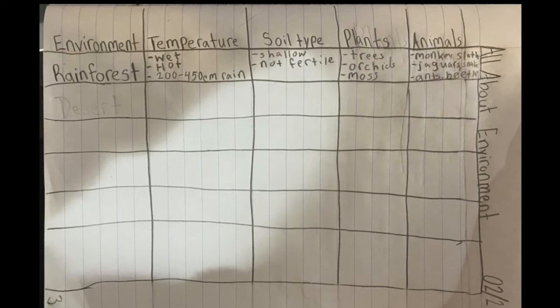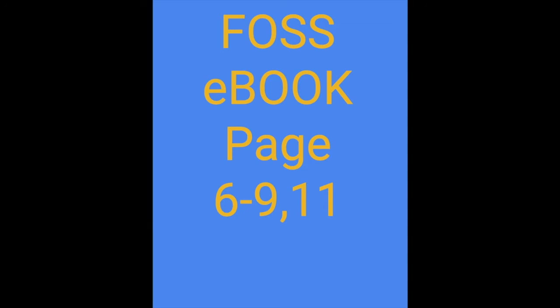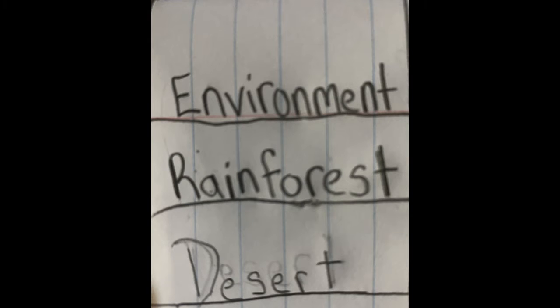We're going to continue our exploration today and learn about a new environment, which is deserts. We're going to be reading our FOSS ebook on pages 6 through 9 and 11 to see what environmental factors, both non-living and living, make up the environment of a desert. Let's update our chart on page 33. We're going to add a new environment, desert. You can write desert under rainforest.